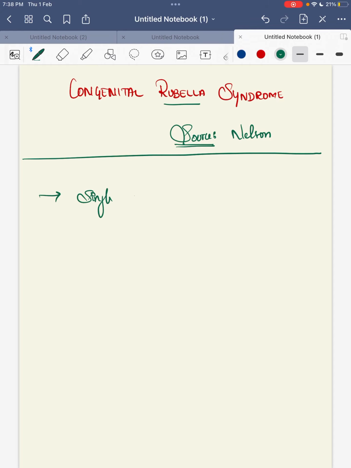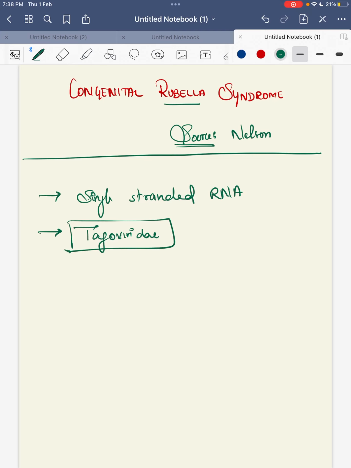Rubella is a single-stranded RNA virus that belongs to the Togaviridae family. Humans are the only host for rubella, like in measles, as I said in the last video. For measles, humans are the only host. For rubella, humans are the only host.